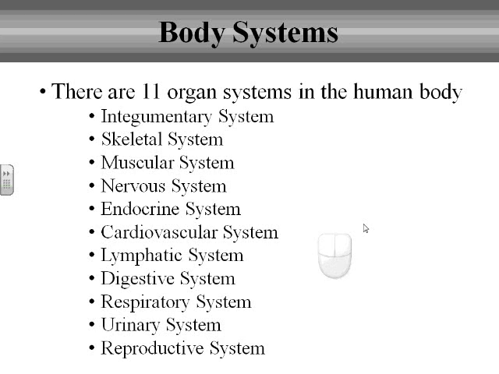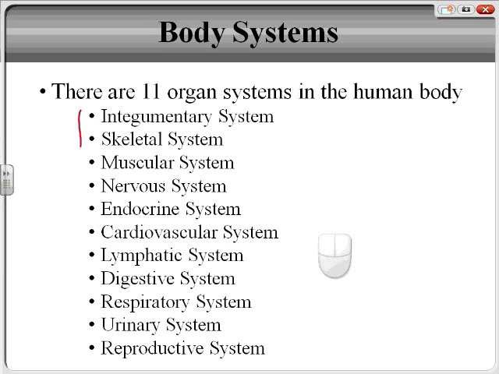So there are 11 different organ systems in the human body. This year, in Anatomy and Physiology 1, we're going to be covering the first 4 that I have listed here. We're going to talk about the integumentary system, skeletal system, muscular system, nervous system, right? The rest will be covered in Anatomy and Physiology 2. However, feel free to look into those as your interests pursue.